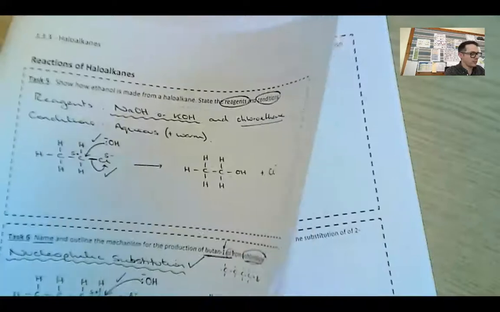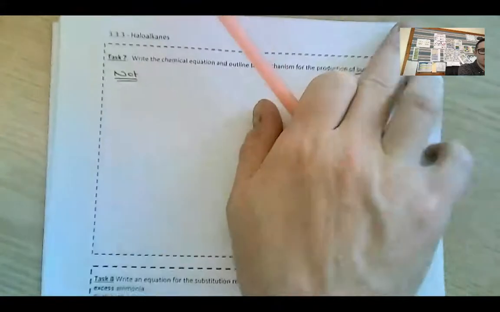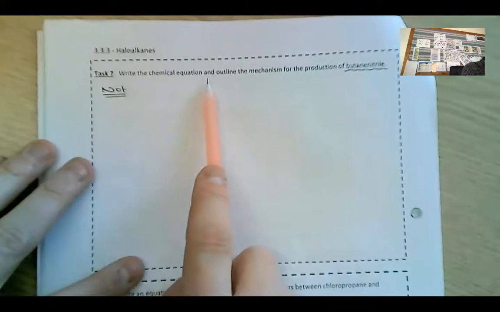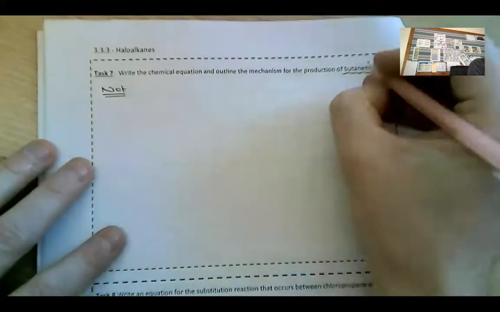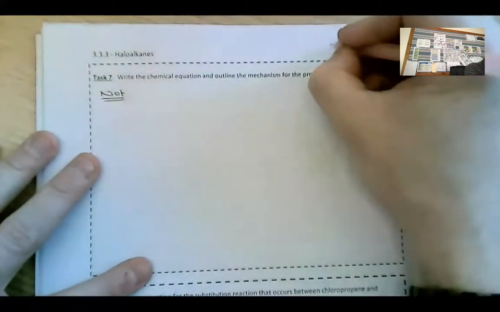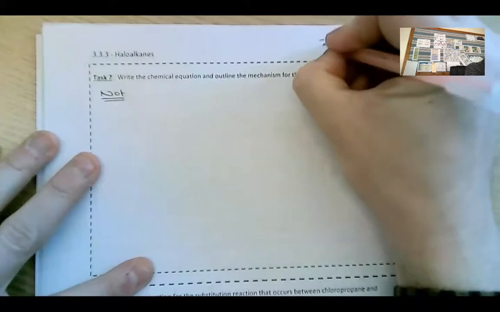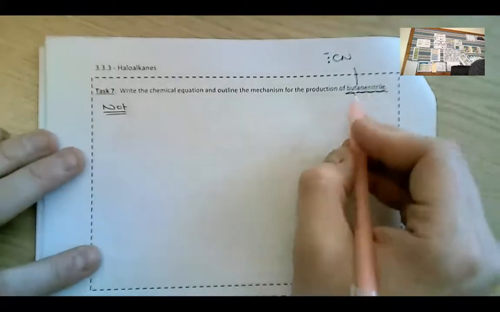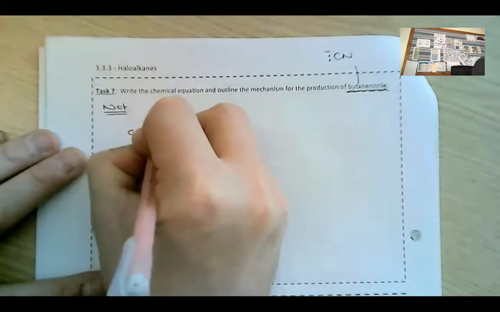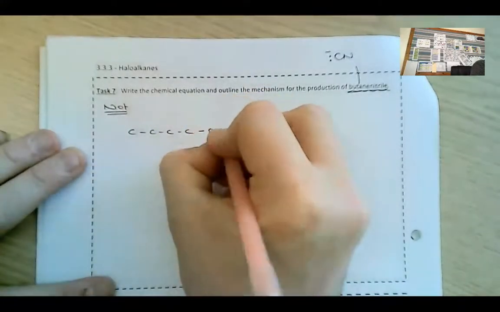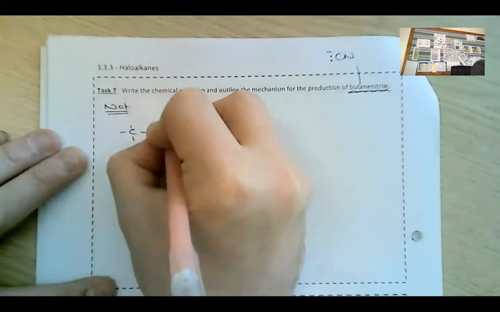Okay, question 7 or task 7, the last one I'm going to go through on the tasks. Now, this is one to watch out for because I think some of you will fall for a trick here. So write a chemical equation and outline the mechanism for the production of butane nitrile. Right, so if it's butane nitrile, this is one where we need to be using our cyanide nucleophile. And it's very easy to think, right, butane nitrile, meth, eth, prop, but. Well, if it's butane, then I need to start off with chlorobutane or bromobutane. So I'm going to start off with that.